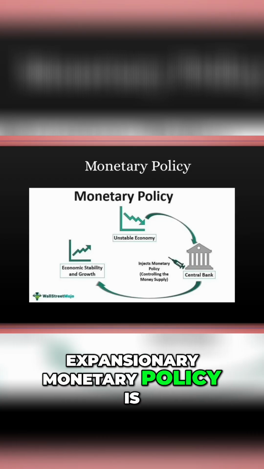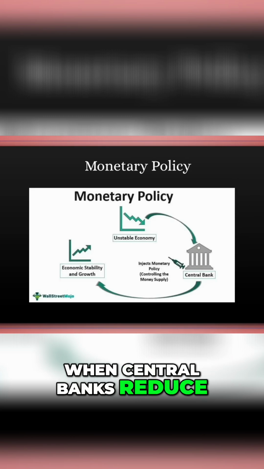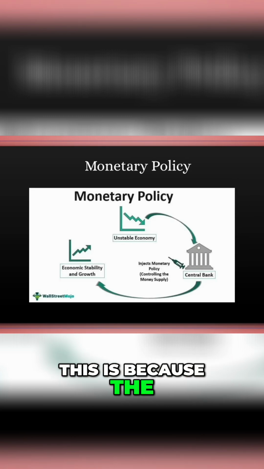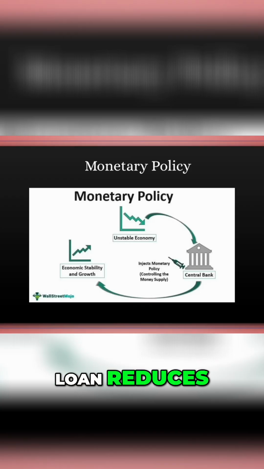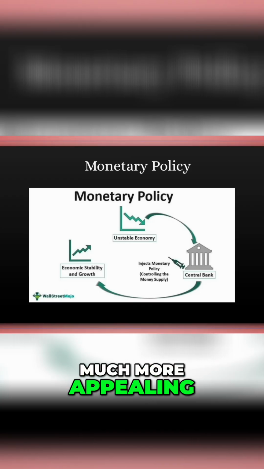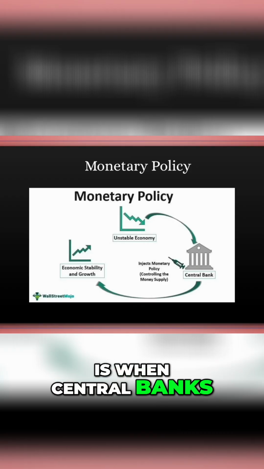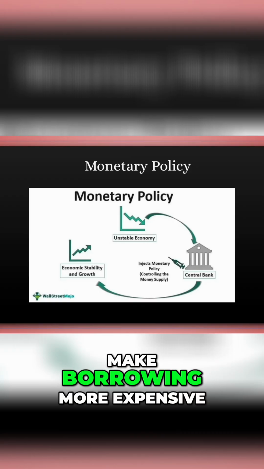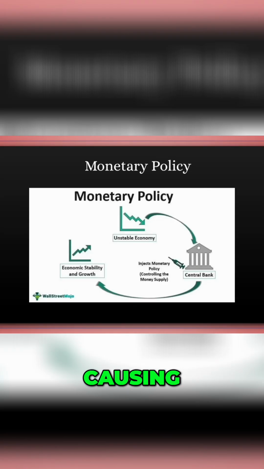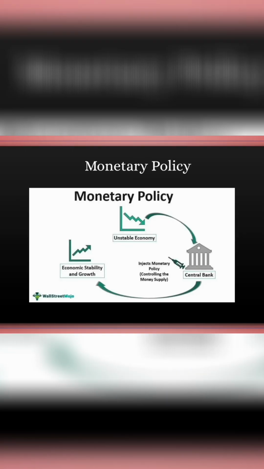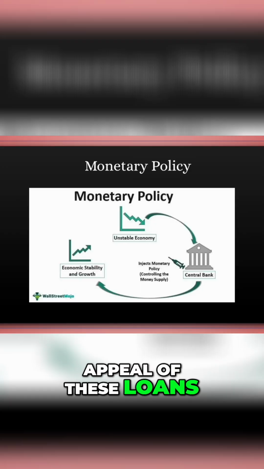Expansionary monetary policy is when central banks reduce interest rates to make borrowing money easier for consumers. This is because the interest they would have to pay on a loan reduces, making taking a loan much more appealing. Contractionary monetary policy, on the other hand, is when central banks increase interest rates to make borrowing more expensive, causing borrowers to pay more interest on their loans, decreasing the appeal of these loans.